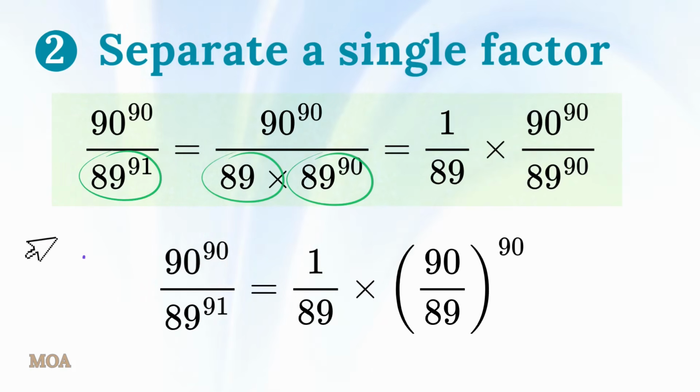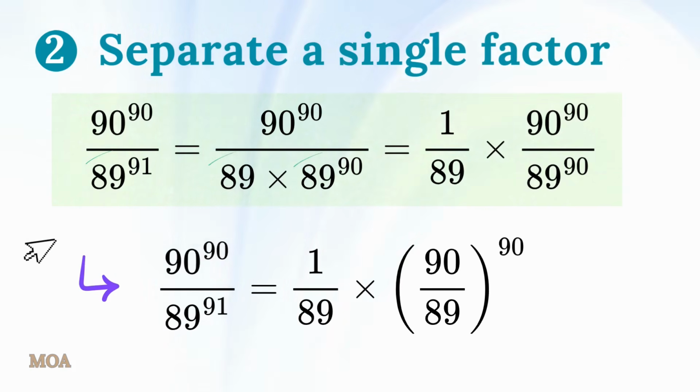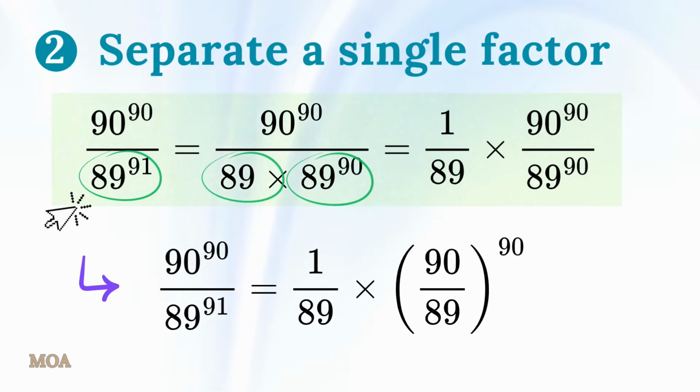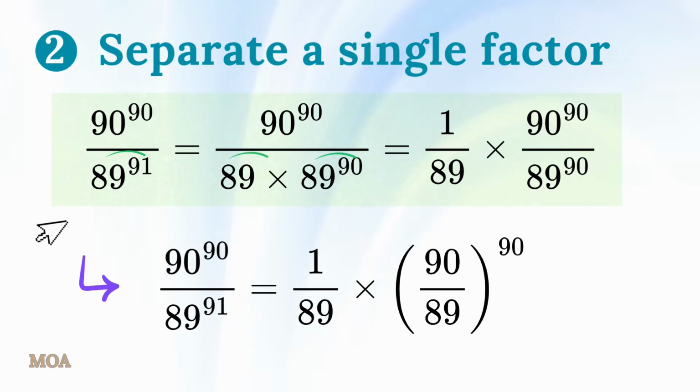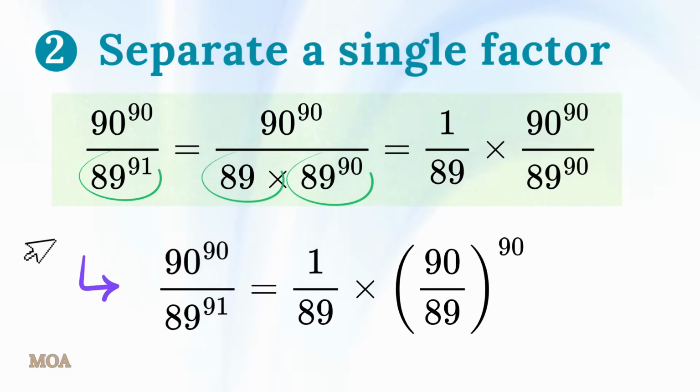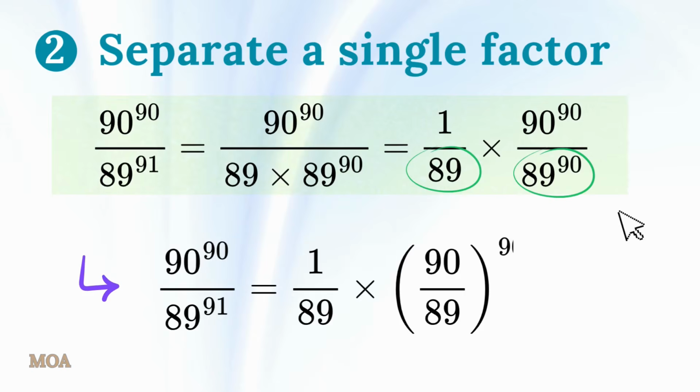Next, to express the two powers with the same exponent, we will separate a single factor of 89 in the denominator. Namely, we can write 89 to the power of 91 as the product of 89 and 89 to the power of 90. This allows us to rewrite the previous ratio equivalently as 90 to the power of 90 divided by the quantity 89 times 89 to the power of 90. This is equivalent to 1 over 89 multiplied by the quantity 90 to the power of 90 divided by 89 to the power of 90.